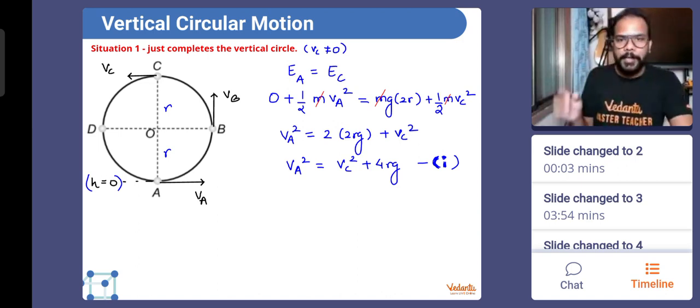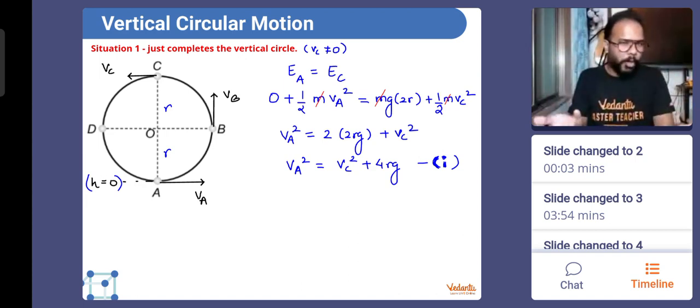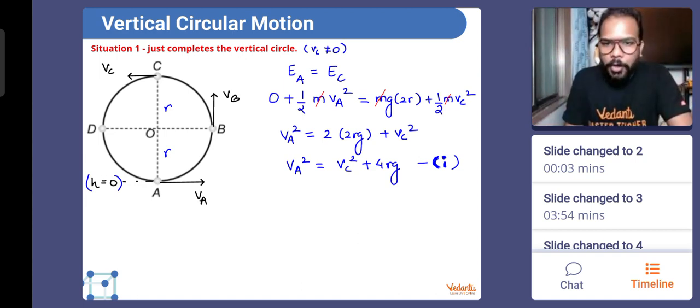Whichever velocity I get, if I get the expression of VA, I'll be able to get the expression of VC. If I get the expression of VC, I'll be able to get the expression of VA. Okay, everyone? Keep your doubts. I will clarify all of them. Though I'm not doing anything so extraordinary that you don't understand it. This is only the law of conservation of energy applied.